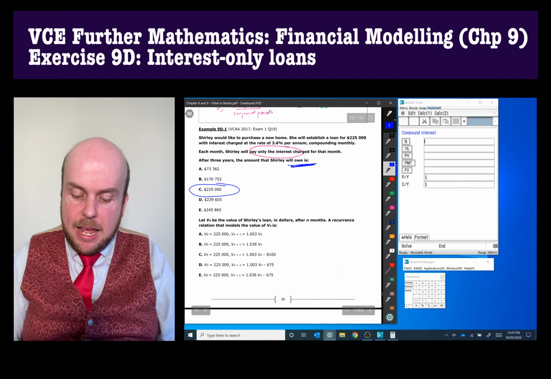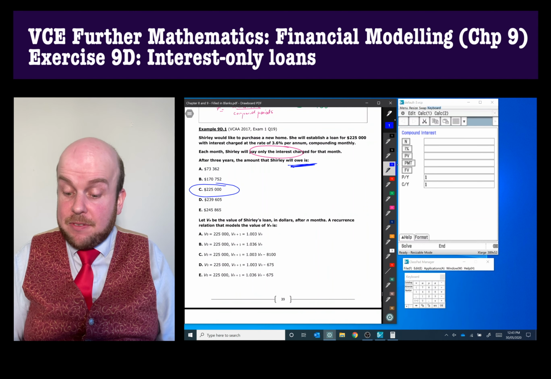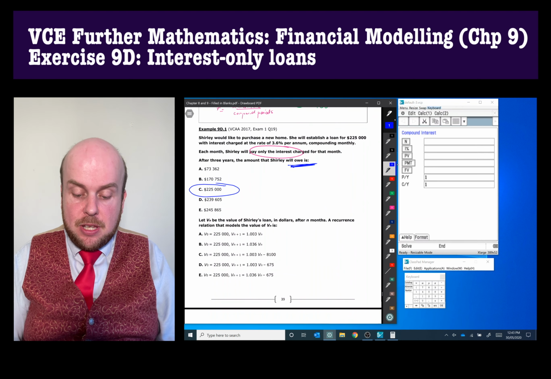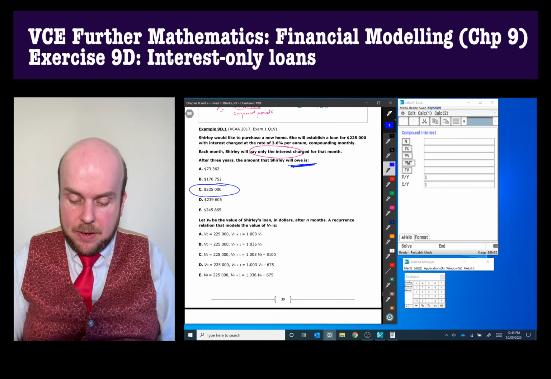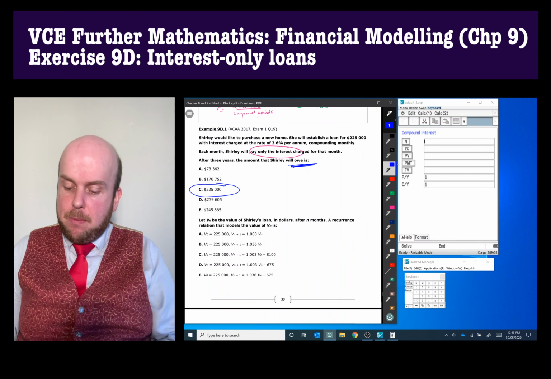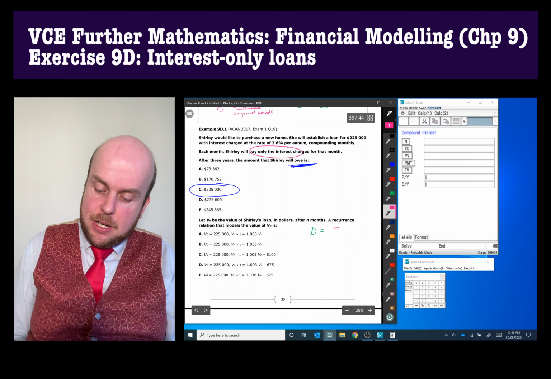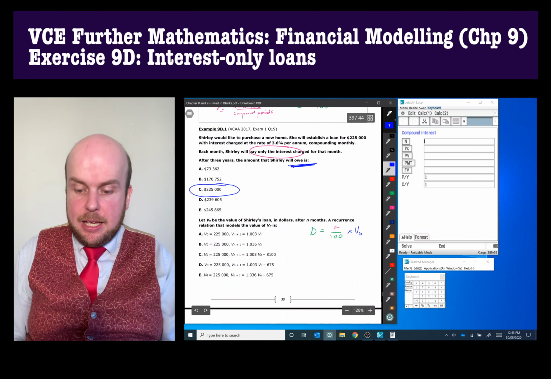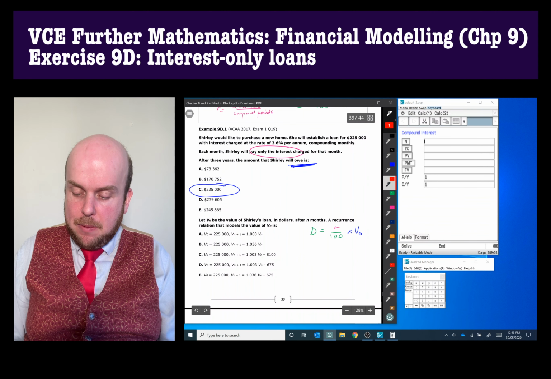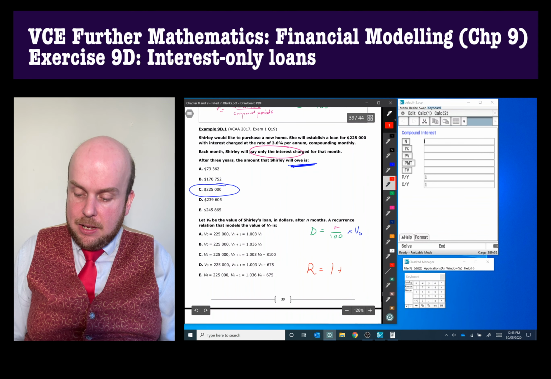Let Vn be the value of Shirley's loan in dollars after n months. A recurrence relation that models the value of Vn is one of the following. So this is again reminding that D is equal to little r over 100 times by V0, and that capital R here will be 1 plus that little r over 100.